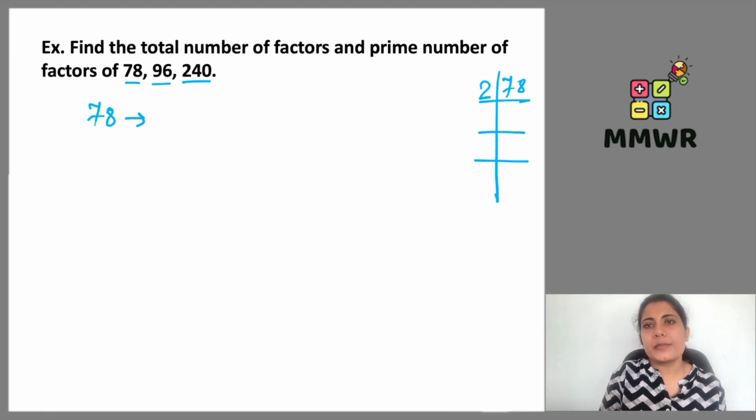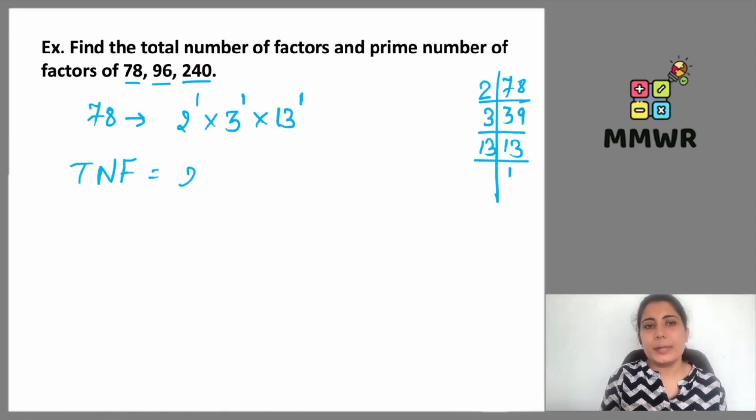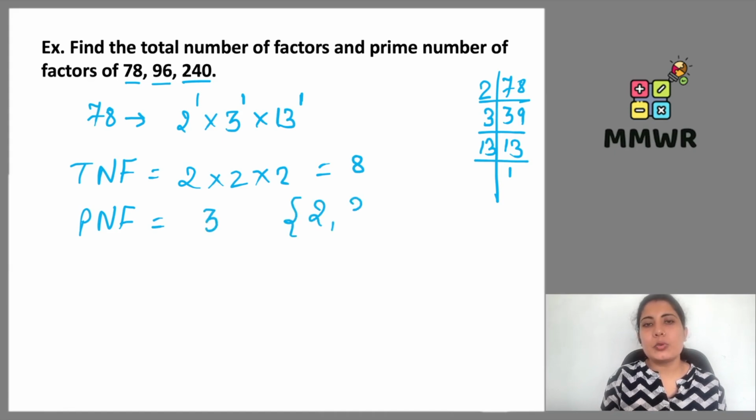78 divided by 2 gives me 39. 39 divided by 3 gives me 13. 13 divided by 13, because 13 is the prime number now. So 78 can be written as 2 multiply 3 multiply 13. That means 2 to the power 1, 3 to the power 1, 13 to the power 1, which gives me the total number of factors. Power is 1, 1, 1, so we'll make it 2, 2, 2. So 8 factors are there. Total how many factors are there? 8 factors are there. And prime factors, 3 are there. One of the prime factors is 2, other is 3, third one is 13.